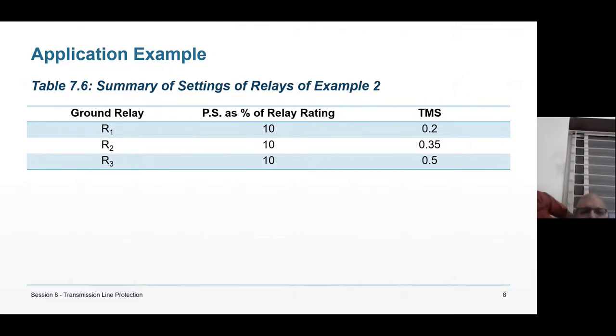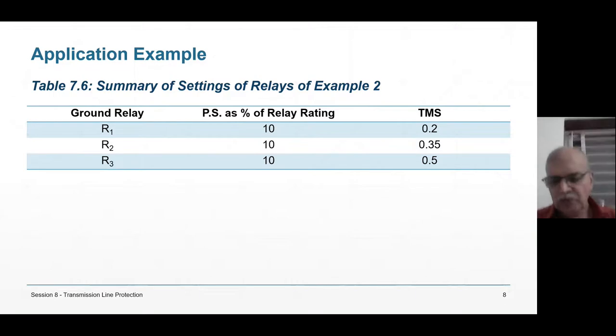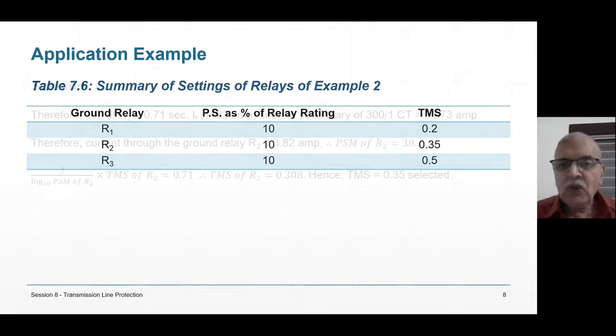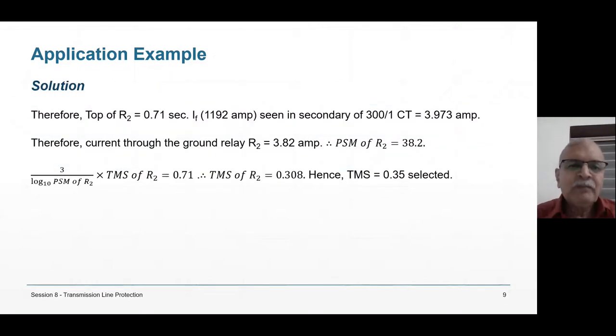So at that time, you have to change the TMS by 0.05. Say if it is 0.2, you have to go for 0.25. At 0.25 also, if it trips, then go for 0.3. That trial and error so often we have to do. So that was the example, right?